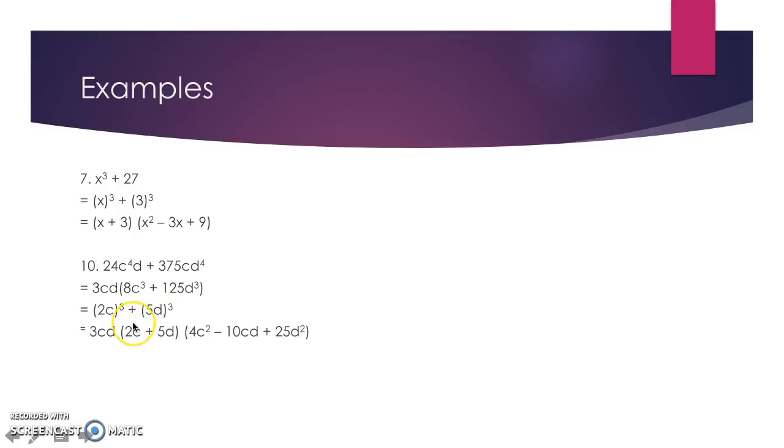Next, I'm going to go ahead and plug that in according to our rule, where we have a plus b times a squared minus ab plus b squared. So I go ahead and bring back in that 3cd, put that in front. Now I bring in my a plus my b. So I have a is 2c, and my b is 5d, so a plus b.